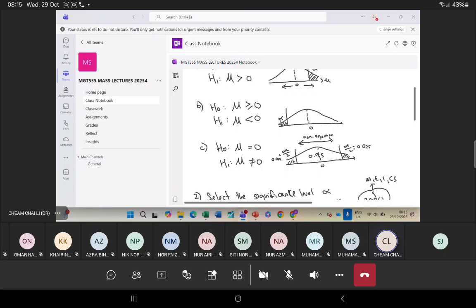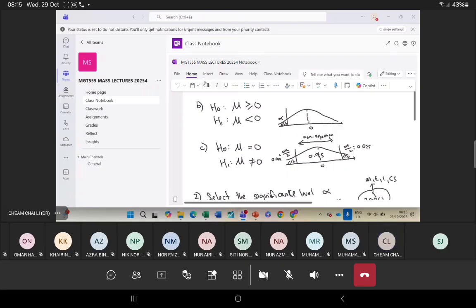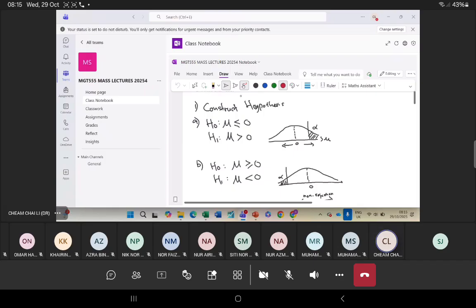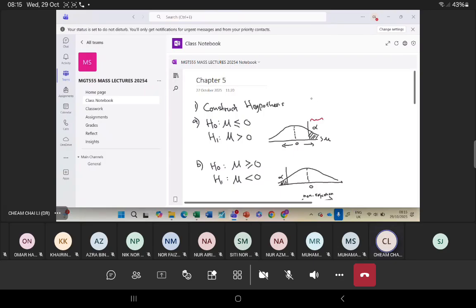And this shaded area, we call this as, do you remember what is the term that we use? Okay, so this part, bagian ini, it is rejection region, right? Rejection region. And this area is non-rejection region. Or sometimes you'll find that in the textbook, you have the acceptance region, right?